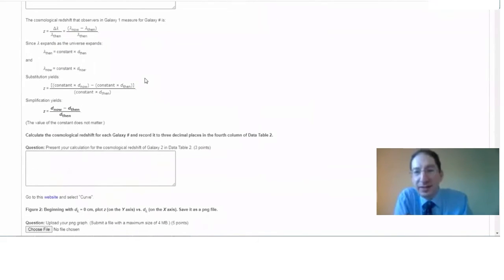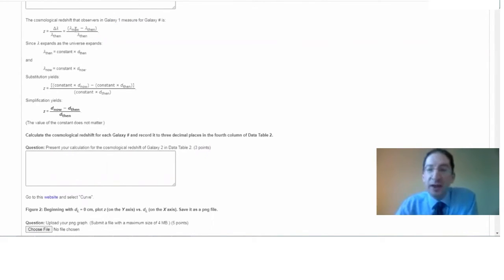Okay, that's half of Hubble's law. The second half is the redshift. Now let's remind ourselves, what is redshift? Redshift is change in wavelength divided by the emitted wavelength.